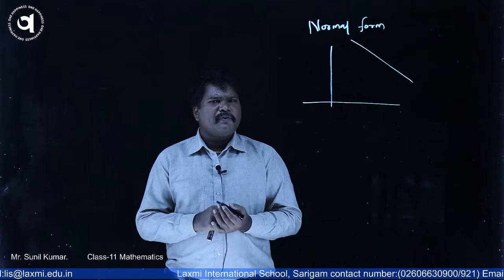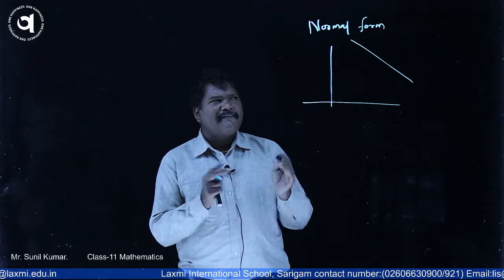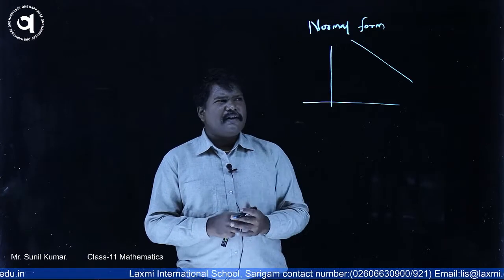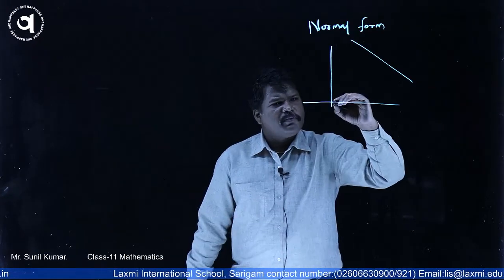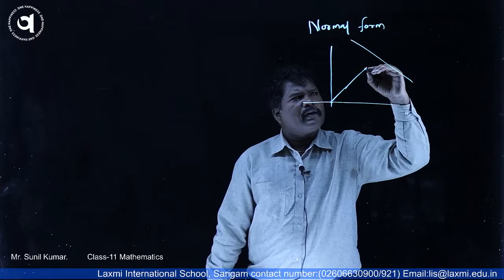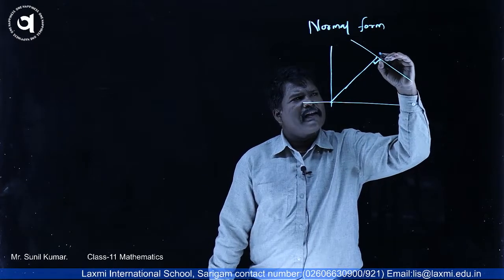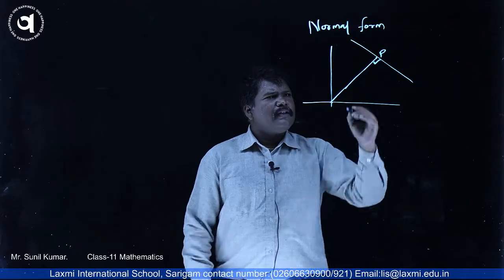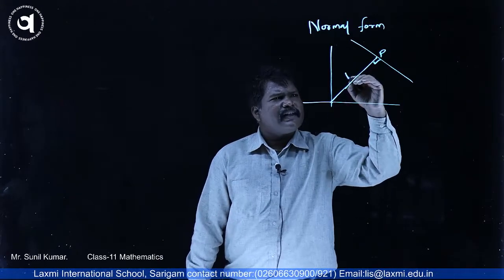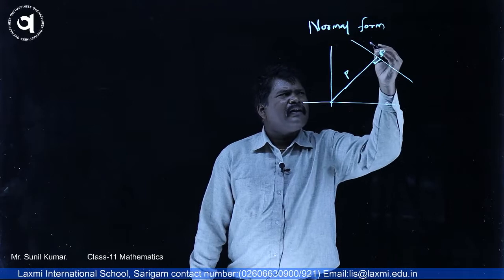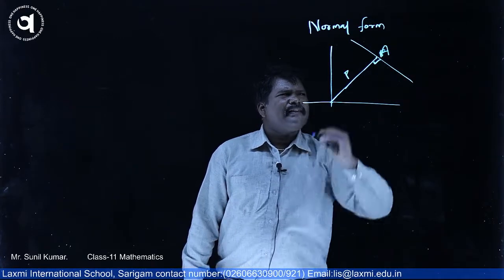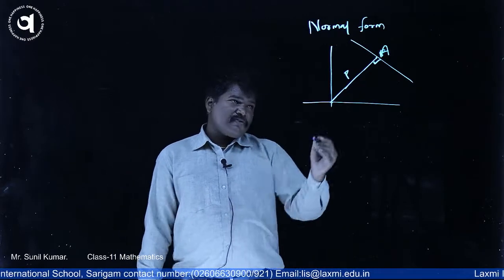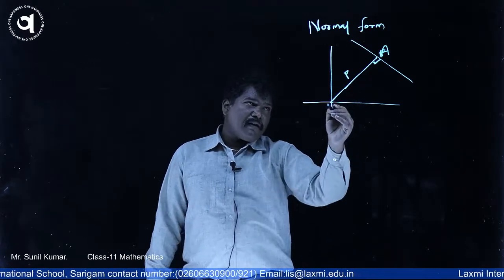So, when I am trying to derive the normal form, I have taken an arbitrary line in the coordinate plane, the xy plane, and let me draw a perpendicular from the origin meeting this line at a point. Let me take this perpendicular distance as p. You can name this point A, in order to avoid confusion. So, I took a perpendicular from the origin to the line.